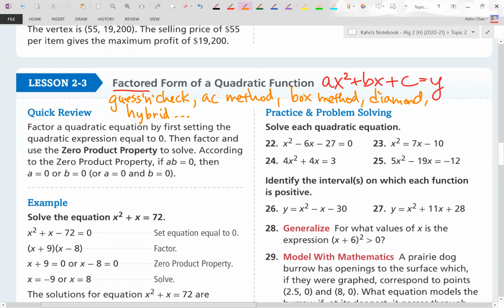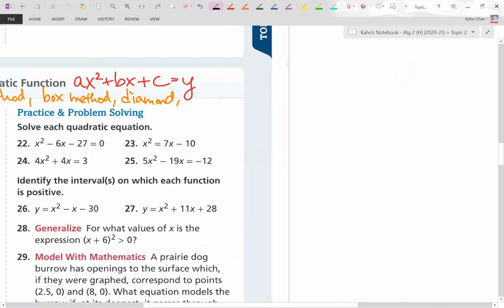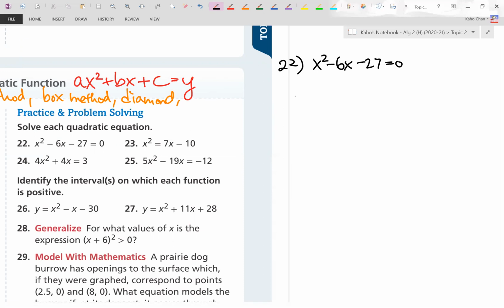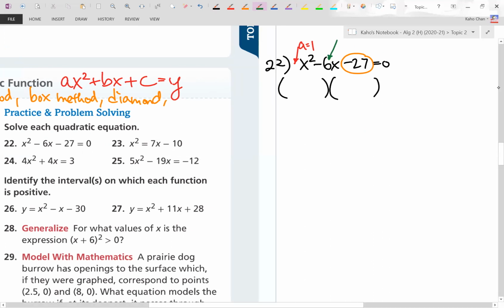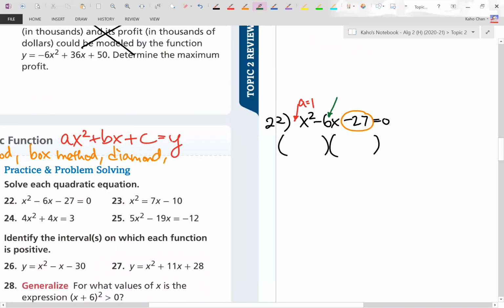Let's get going. 22. We're asked to solve each quadratic. We will be invoking the zero product property here in a moment. X squared minus 6x minus 27 equals 0. I'm going to guess and check this particular problem because my a value is 1. It's so easy when you have a equals 1. What I want to do is see what numbers when multiplied together will give me negative 27, when added together will give me negative 6. So in my head, I am thinking of all the possibilities. This is for guessing and checking of negative 27.